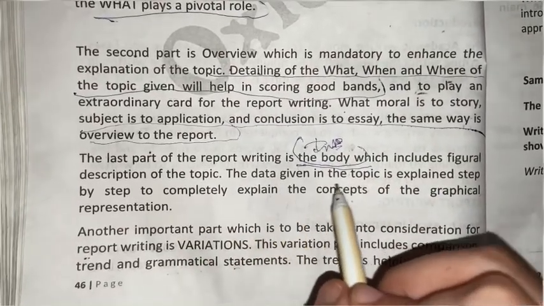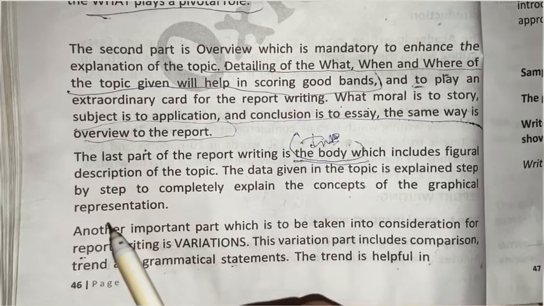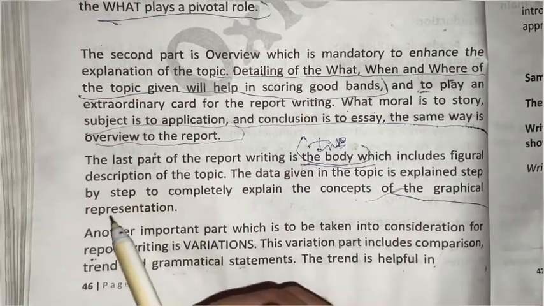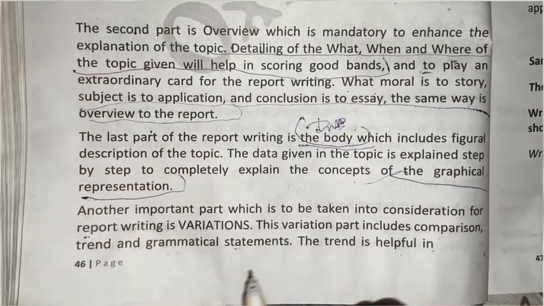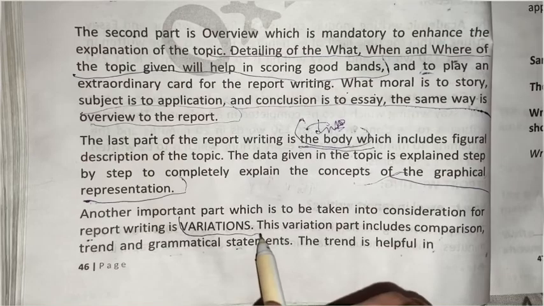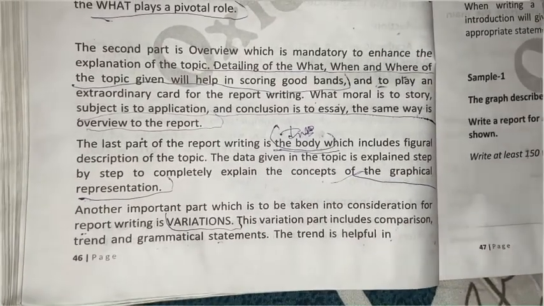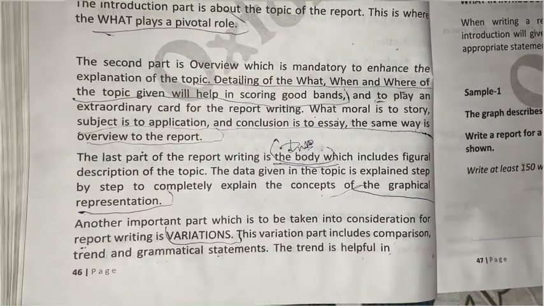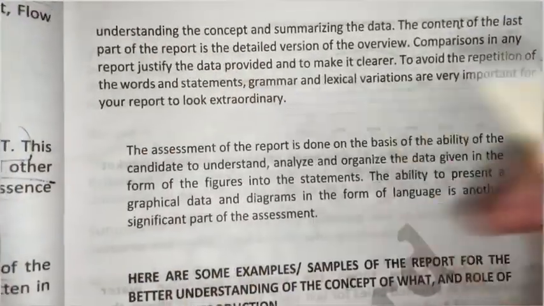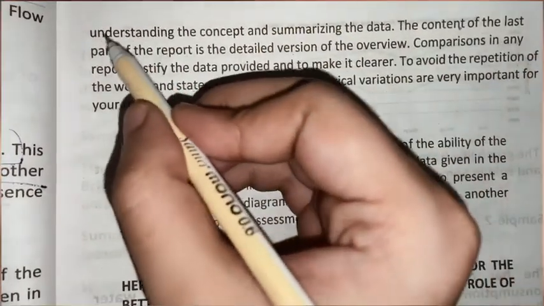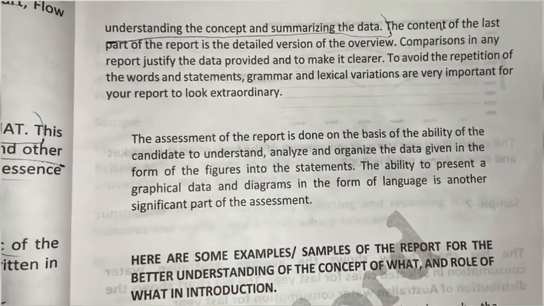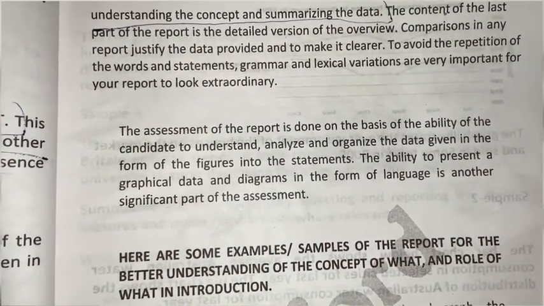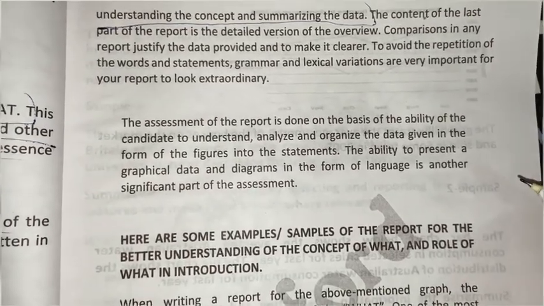The last part of the report writing is the body, which includes the figural description of the topic. The data given in the topic is explained step by step to completely explain the concept of the graphical representation. Another part to be taken into consideration is understanding the concept and summarizing the data. The content of the last part of the report is the detailed version of the overview.